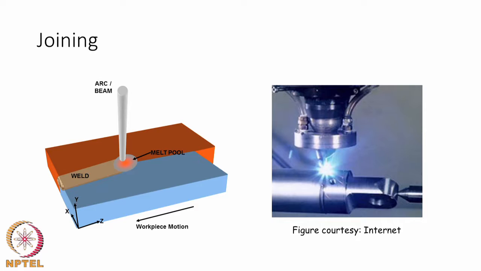In the case of joining, we are seeing in the schematic two base materials are being joined, and then you can see the arc or beam, which is the heat source, that is giving the heat to the joint between the two pieces, and then as the heat source moves or the base material moves in the opposite direction, we have a bead that is made, and we have labeled it as weld in the schematic.